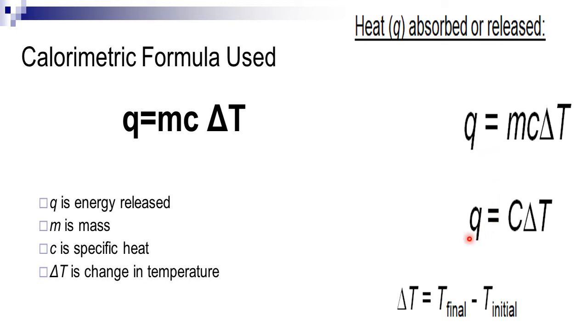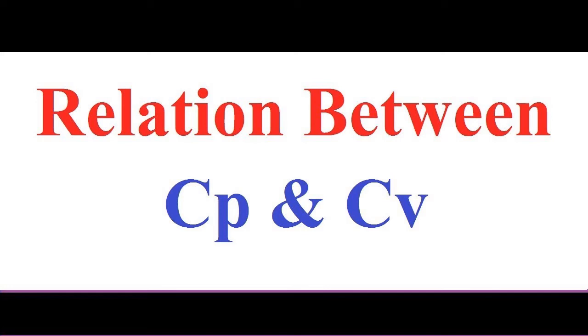Now same equation here. Right, now Q equal to what? M into C, taken as C. So C into delta T. For this you recall the previous discussion. Okay, right. So after this I will go to one small interesting bit, that is the relation between Cp and Cv.